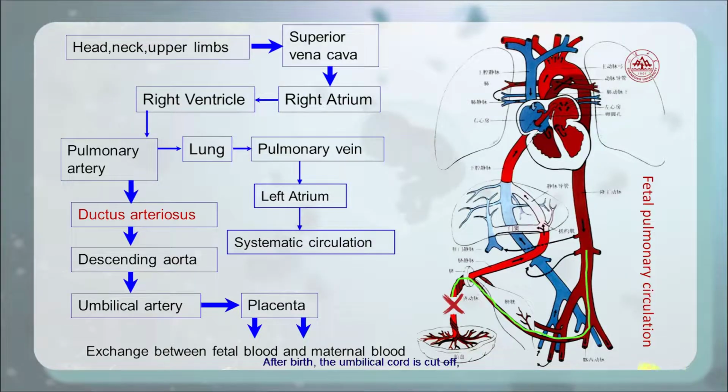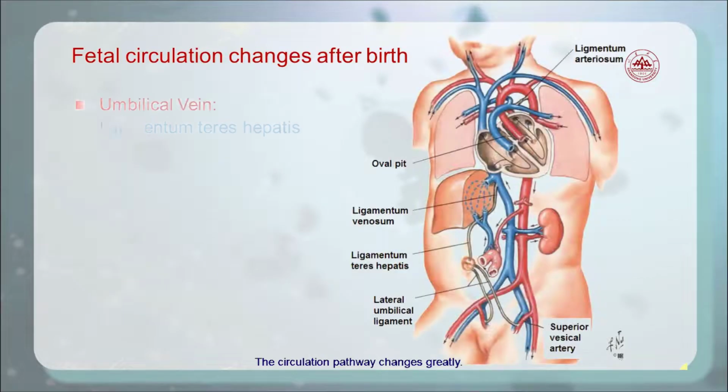After birth, the umbilical cord is cut off. The circulation of the fetal blood through the placenta ceases. Accompanied by the cry of the baby, the lungs begin to expand and begin to function. The placenta is no longer needed. The circulation pathway changes greatly.